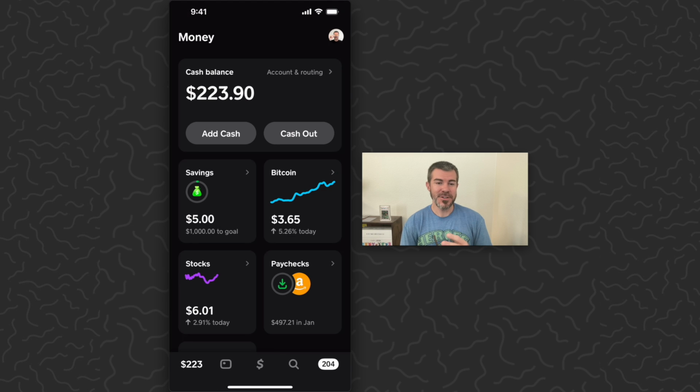So the max you should have between like your cash balance and your savings here is $250,000 because that's what you're insured up to. However, you can keep however much money in here that you want. You can keep millions of dollars in Cash App balance if you want. It's just that it's not going to be FDIC insured if something goes wrong. So it's pretty much recommended that you only keep $250,000 per bank account.